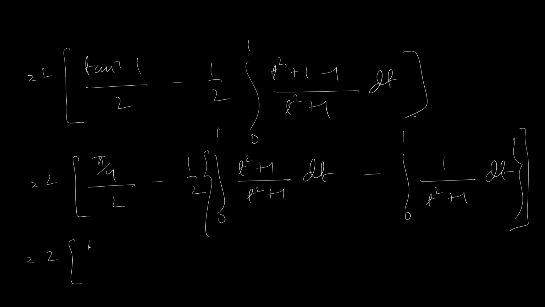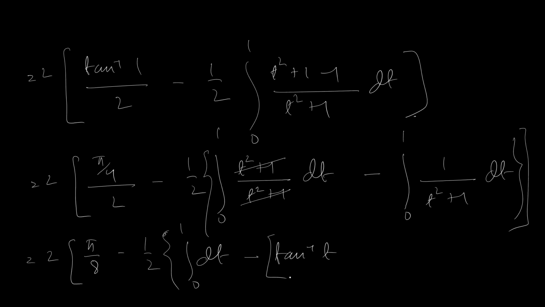So this is twice this, it will be pi by 8 minus 1 by 2. So this is, I will have 0 to 1, t square will cancel out. Ultimately I will get dt here, minus this one, our formula. The formula will be 1 by a tan inverse x by a. A is 1 here, so this will ultimately be tan inverse t, from 0 to 1. Okay, bracket close.